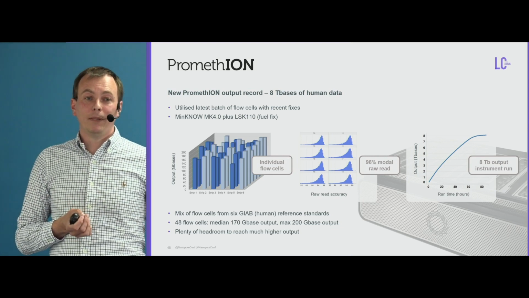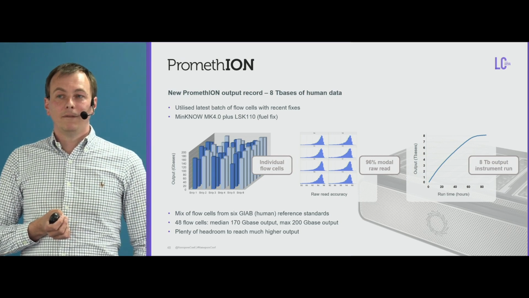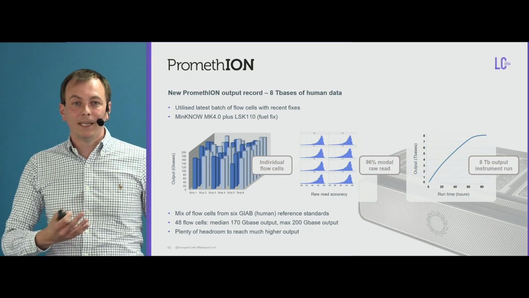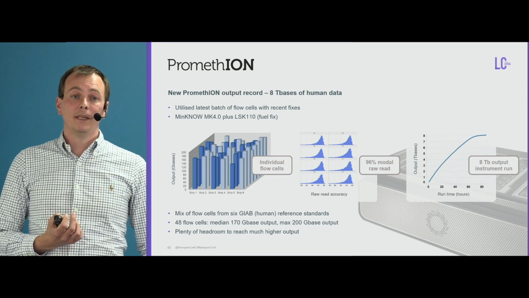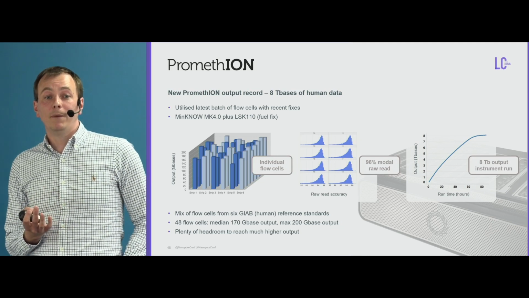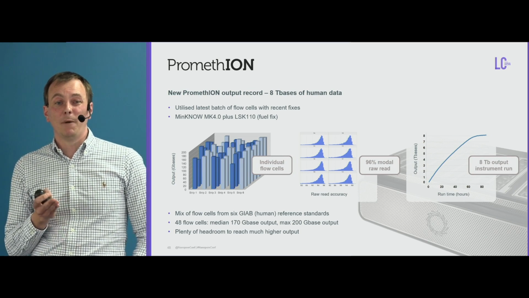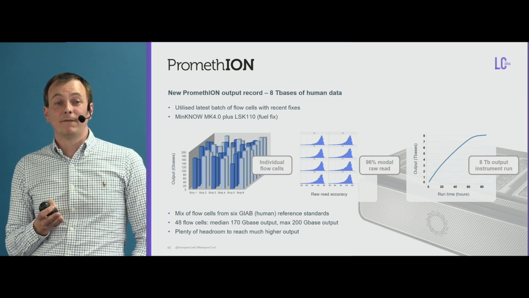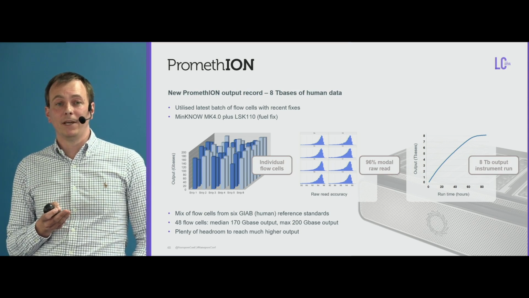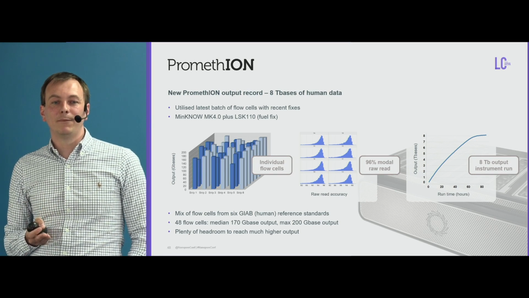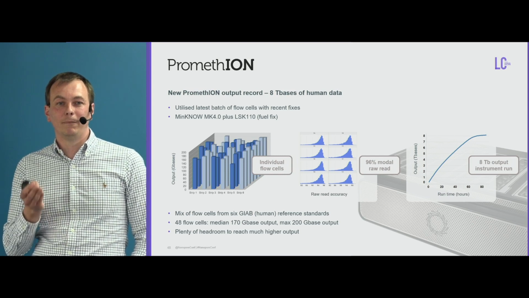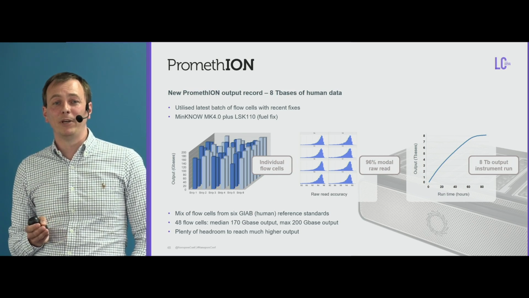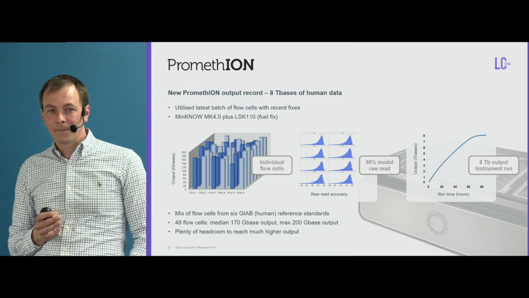Another thing we were happy with was just how well the flow cells performed in terms of consistency. They were much more consistent than the last time we did this. They were running human samples, 48 flow cells, and we got a median of 170 gigabases, with the best flow cell on there being 200 gigabases. That consistency is what we're looking for, and we got both consistency and high output numbers. So we were very pleased with that.